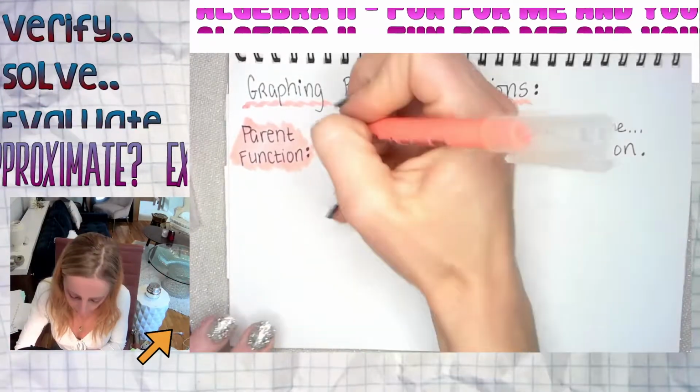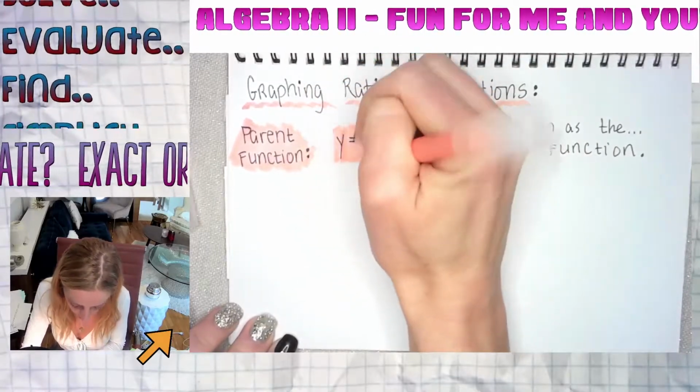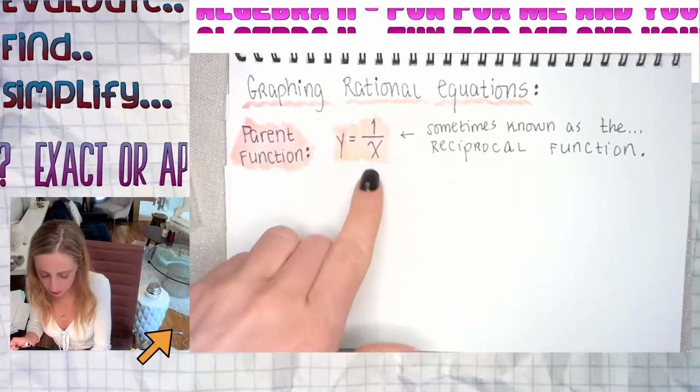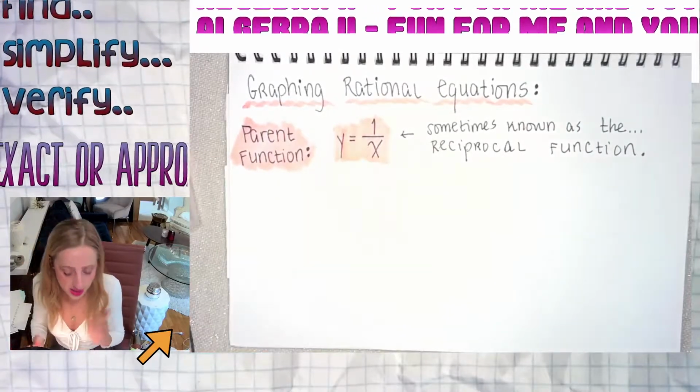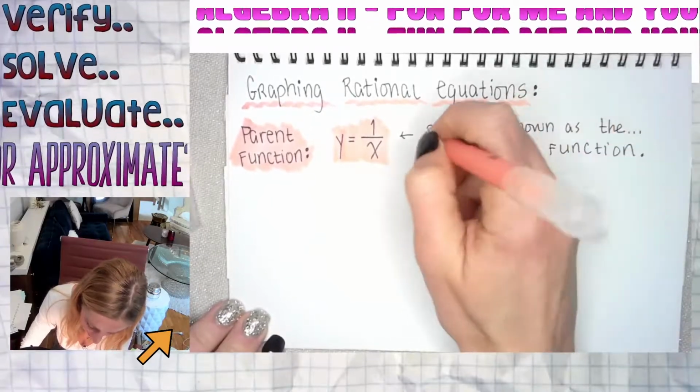So our parent function, our most simple rational function, is just plain Jane 1 over x. This one, though, has a special name. It's known as the reciprocal function.